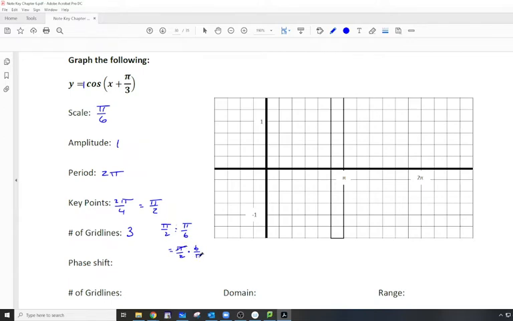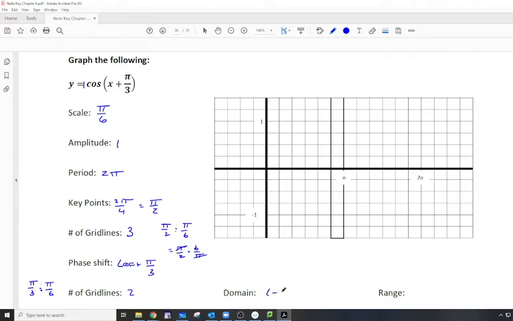And then you can see that you're left with 3 grid lines, right? Whatever makes more sense to you. And then I've added this category here of phase shift. So we're going left pi by 3. Now, pi by 3 is how many grid lines? Well, pi by 3 is a third of the way to pi, which is going to be 2 grid lines. And again, if you want to figure that out, you could just do pi by 3 divided by pi by 6. And again, flip and multiply, and you'll get 2 grid lines.